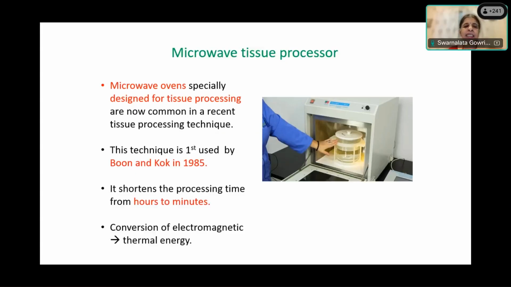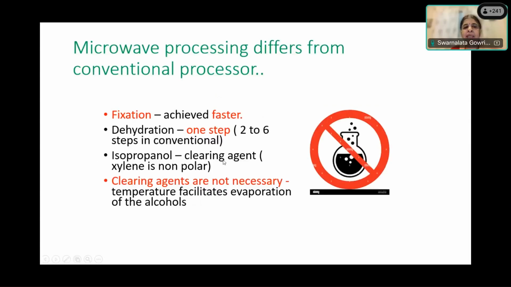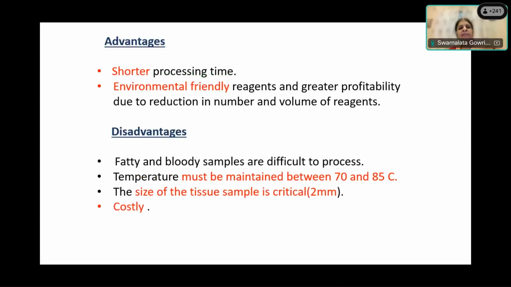Microwave tissue processing, is it good? It does not use xylene, it is xylene free. So ideally, it should be a very good tissue processor. Clearing agents are not necessary. It uses dehydration, with one step using only isopropanol. It uses microwave. There are a few labs in India which use microwave processing, but most people believe that it really does not give a very good result, especially for tissue like breast tissue, for bloody samples.